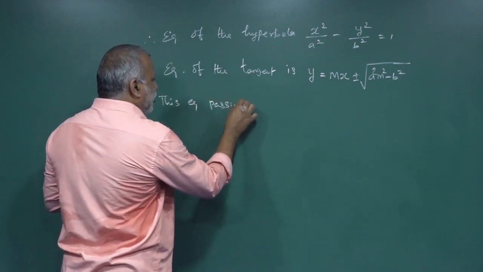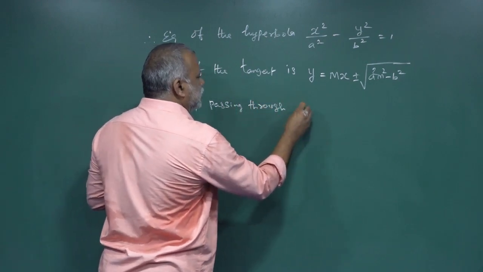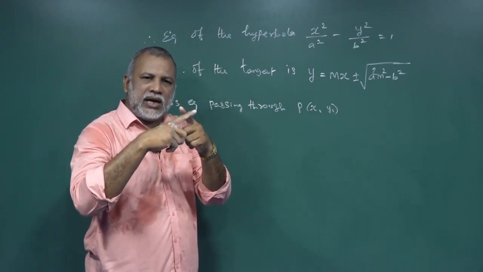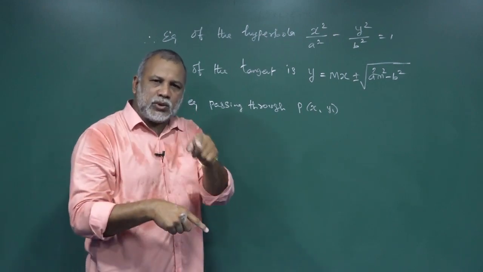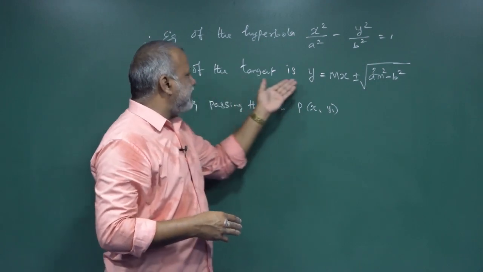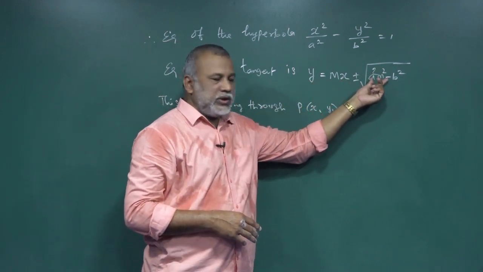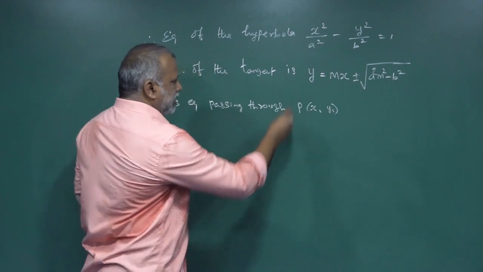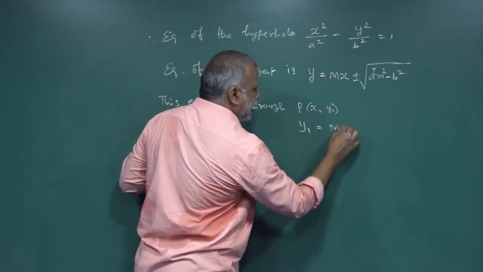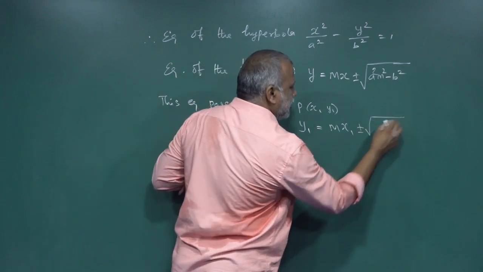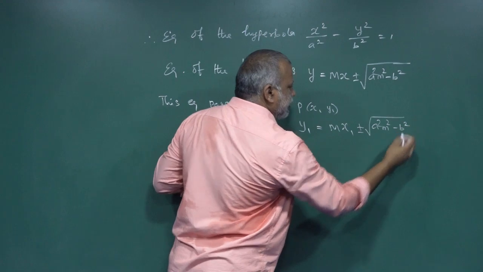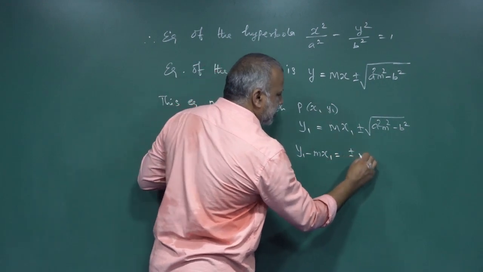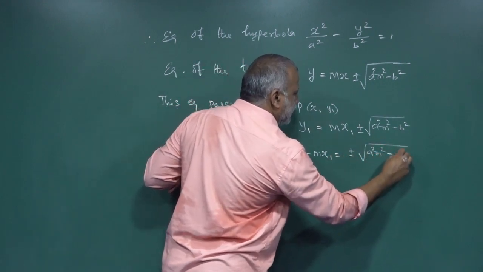Now this equation passes through the point P(x1, y1). Just refer to the diagram: the tangents intersect at P(x1, y1). That means both tangents pass through the point P(x1, y1). Therefore, in y equals mx plus or minus the square root of a squared m squared minus b squared, I can replace y1 equals mx1 plus or minus the square root of a squared m squared minus b squared. Converting this, y1 minus mx1 equals plus or minus the square root of a squared m squared minus b squared.